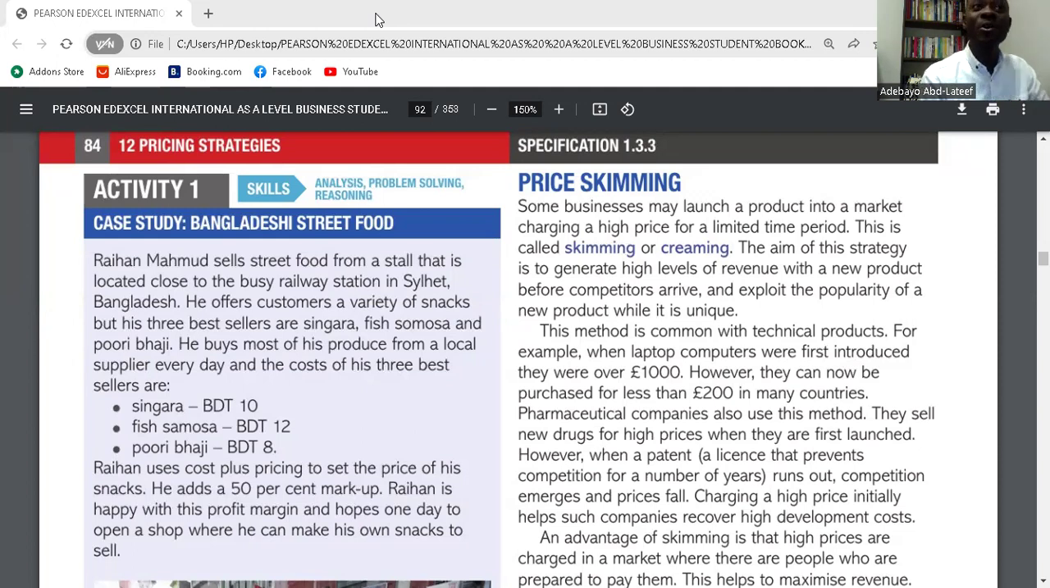So how do you get your markup? Your markup is the selling price minus the cost, divided by the cost, multiplied by 100. That is the markup in percentage. Do you get it now?